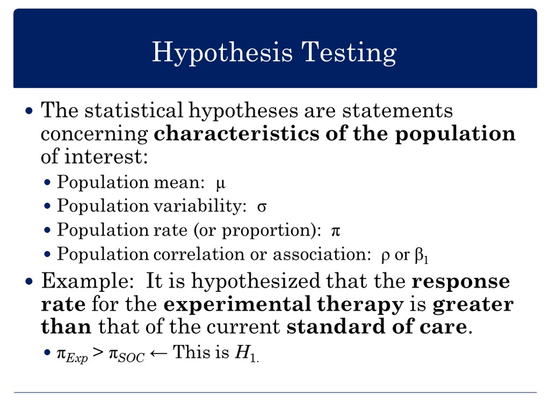So for example, it's hypothesized that the response rate for the experimental therapy is greater than that of the current standard of care. So my response rate is a proportion. And what I'm saying is that the proportion of subjects who respond should be greater in one group than in the other. So that's what this looks like. It looks like a mathematical equation. But this is what the statistician actually needs to be able to get from their conversation with you in order to formulate the hypotheses and figure out what you're actually testing.